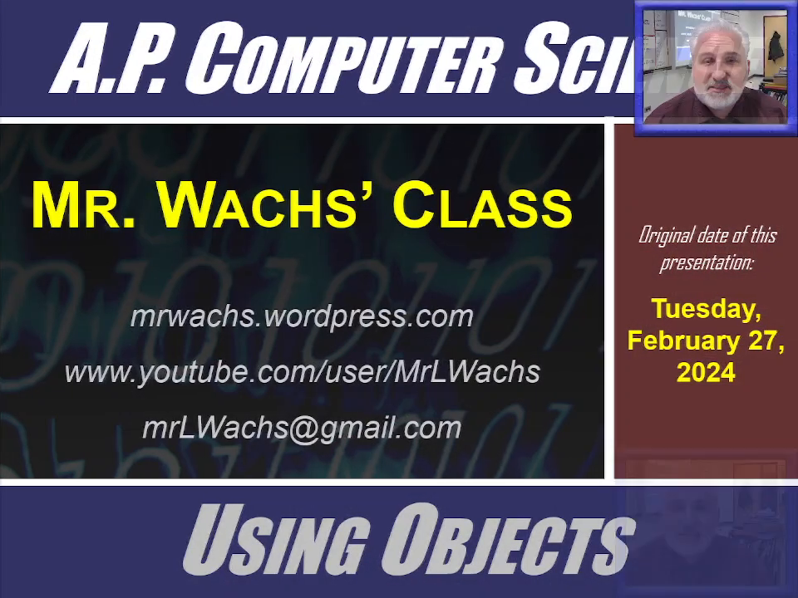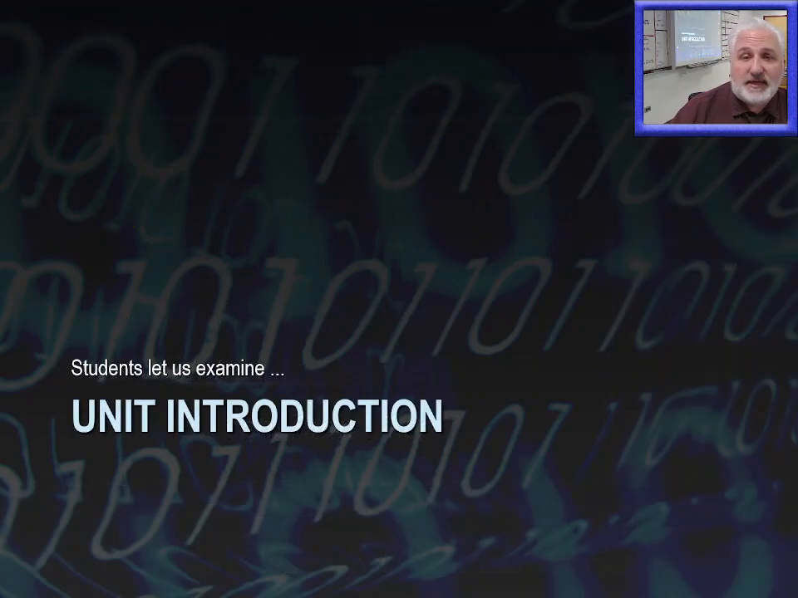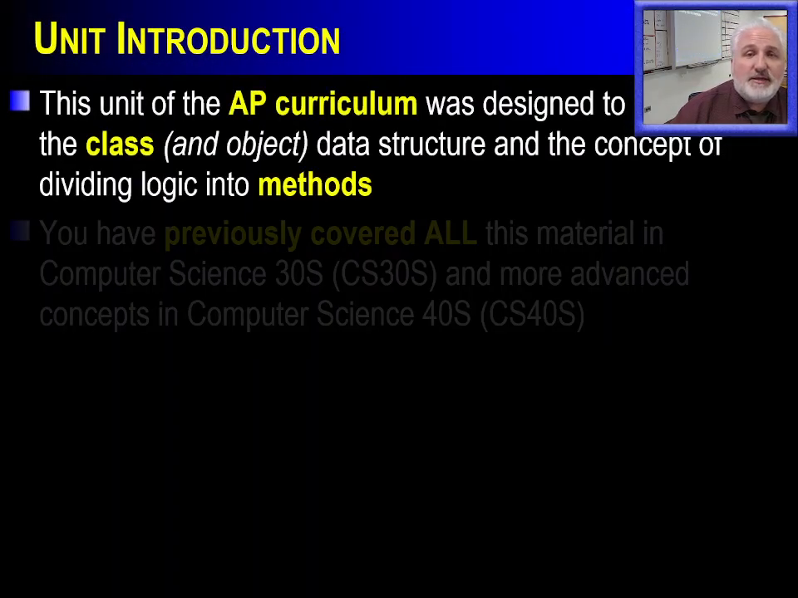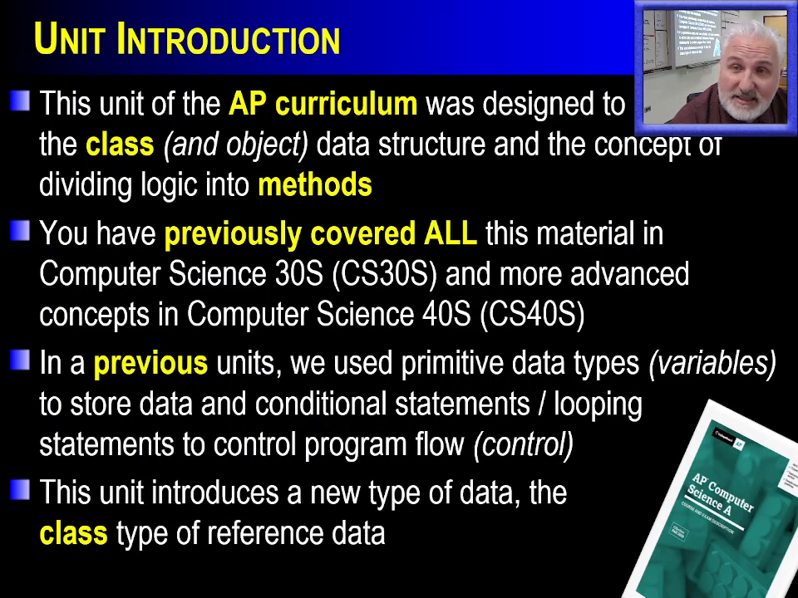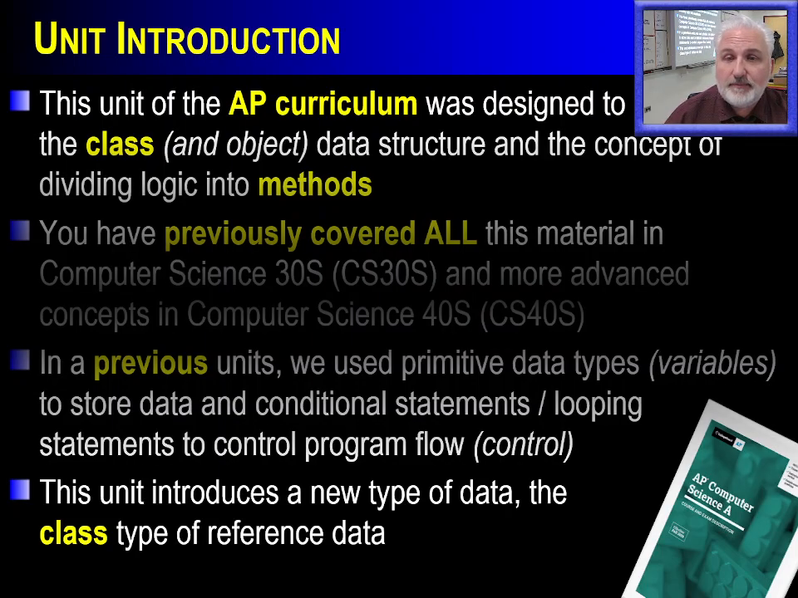So let's take a look at what they have and take a look at this idea of using objects and how they present this content to you. We'll see how it relates to the previous content I've taught in my various computer science courses. So let's take a look at the way this unit is introduced. It's about classes, objects, and even the concept of methods introduced in this unit. You have previously covered this content in my Computer Science 30S course, as I mentioned. It has both methods and classes in it. As well, more advanced concepts in the unit called Advanced Classes in the Computer Science 40S course.